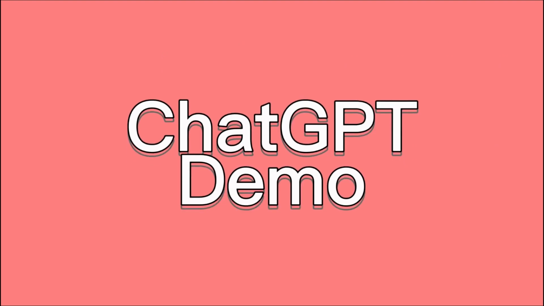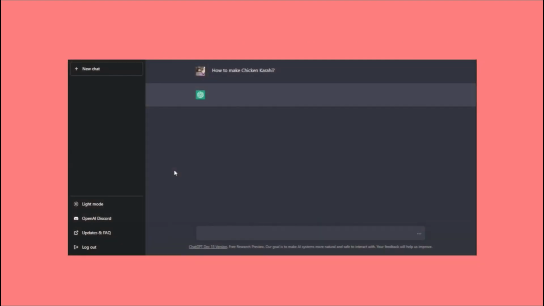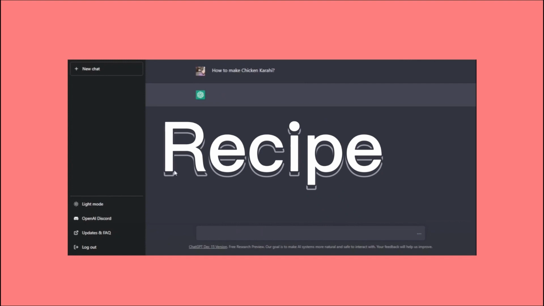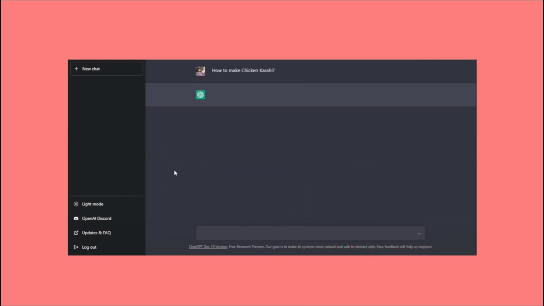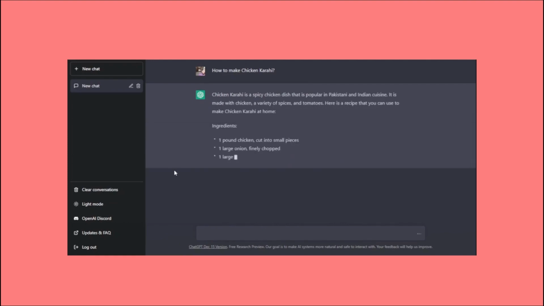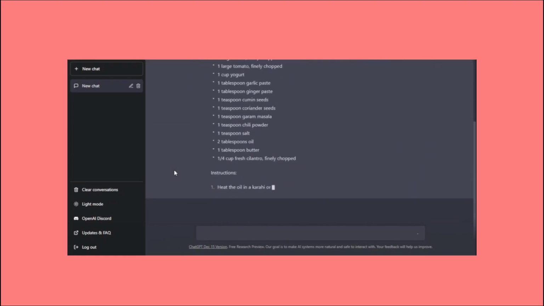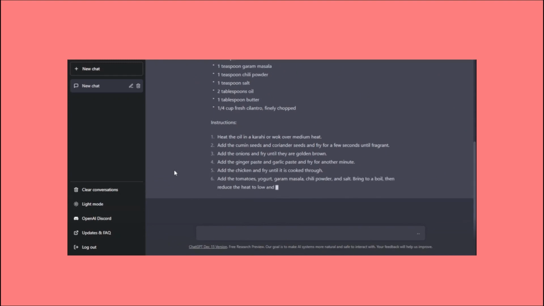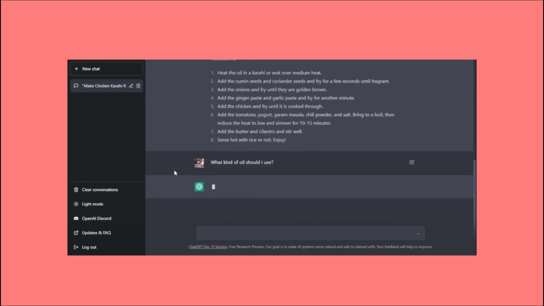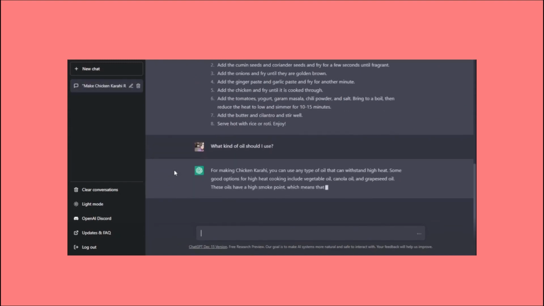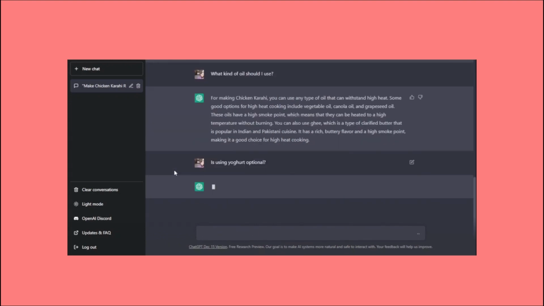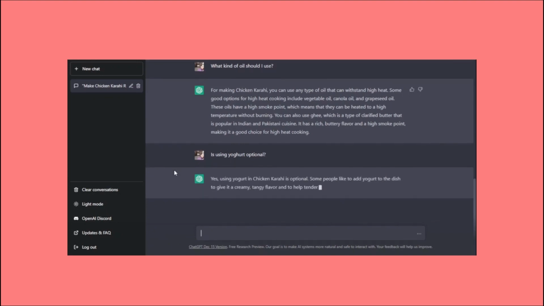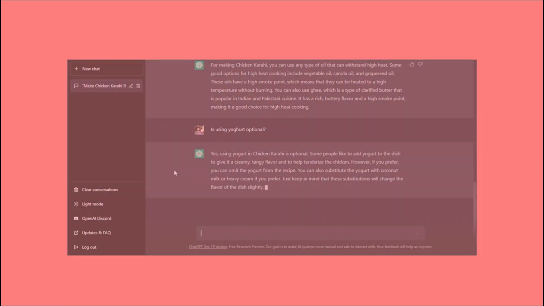Now, let's try some prompts. Now I'm going to ask ChatGPT to give me a recipe for chicken karahi, which is a very popular Pakistani dish. Not only does it give me the recipe, but it also gives me the ingredients list as well. And if I ask it questions regarding the recipe, such as what kind of oil should I use, or whether or not certain ingredients are optional, it gives me fairly coherent answers. So, if you're ever in need of a recipe, you can ask ChatGPT for it.